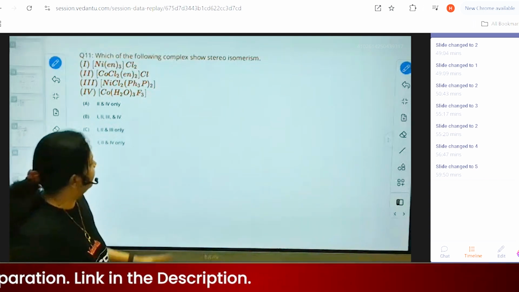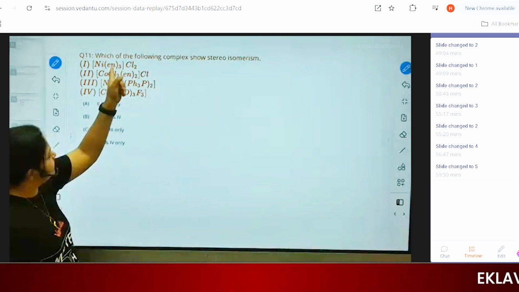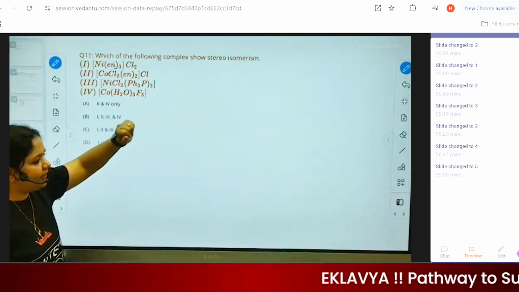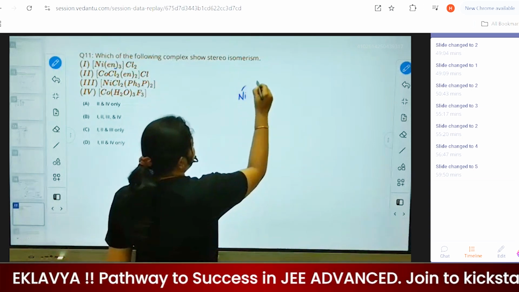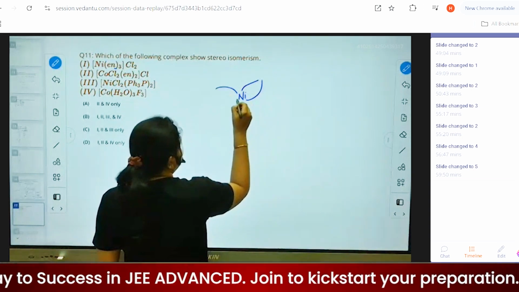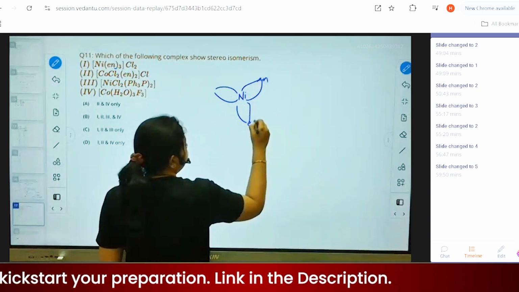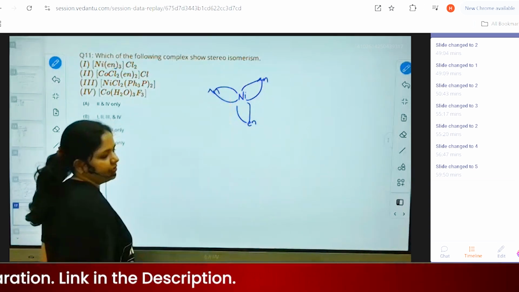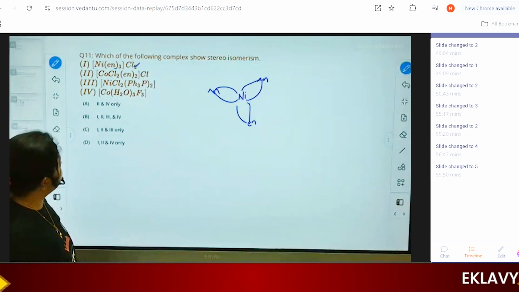So in this one, the very first one, this is a bidentate ligand. So here, and it is octahedral. So Ni will be attached like this, octahedral, en, en and en. So this is definitely not in one plane. This is in a 3-dimensional arrangement. So this will show. Next, CoCl2 again.